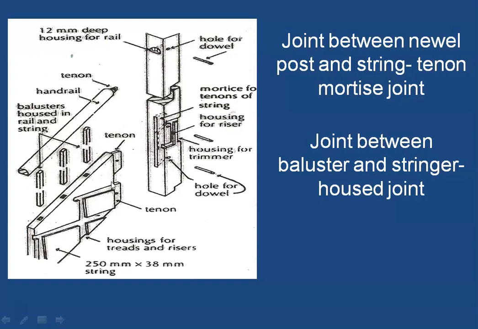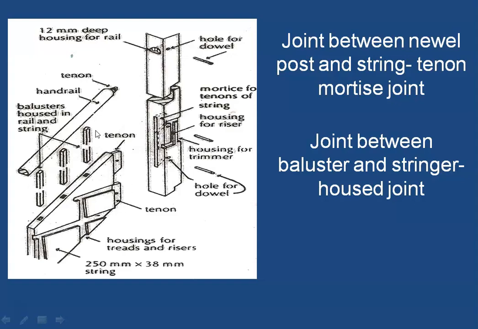Here you will see that this is a double tenon mortise joint. There are two tenons, and this portion here is the mortise. These tenons are inserted into this mortise, and then these wooden dowels go through this particular Newel post and into the tenons, where holes are kept, and they get properly fixed into the Newel post. So the stringer is fixed to the Newel post by means of the tenon mortise joint.